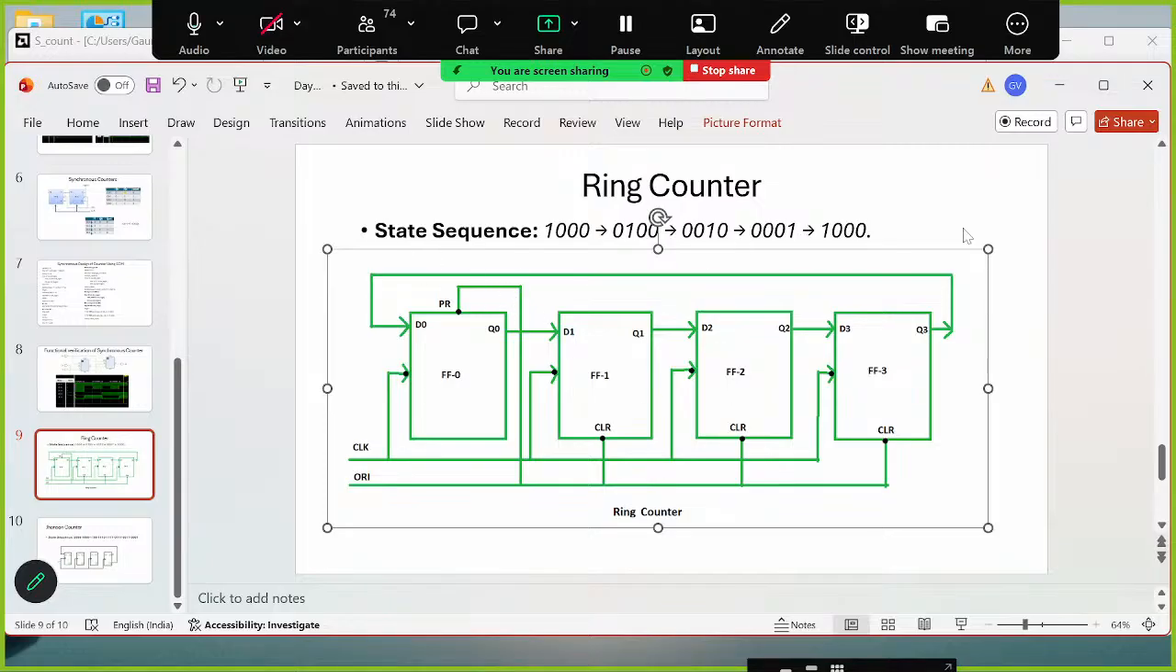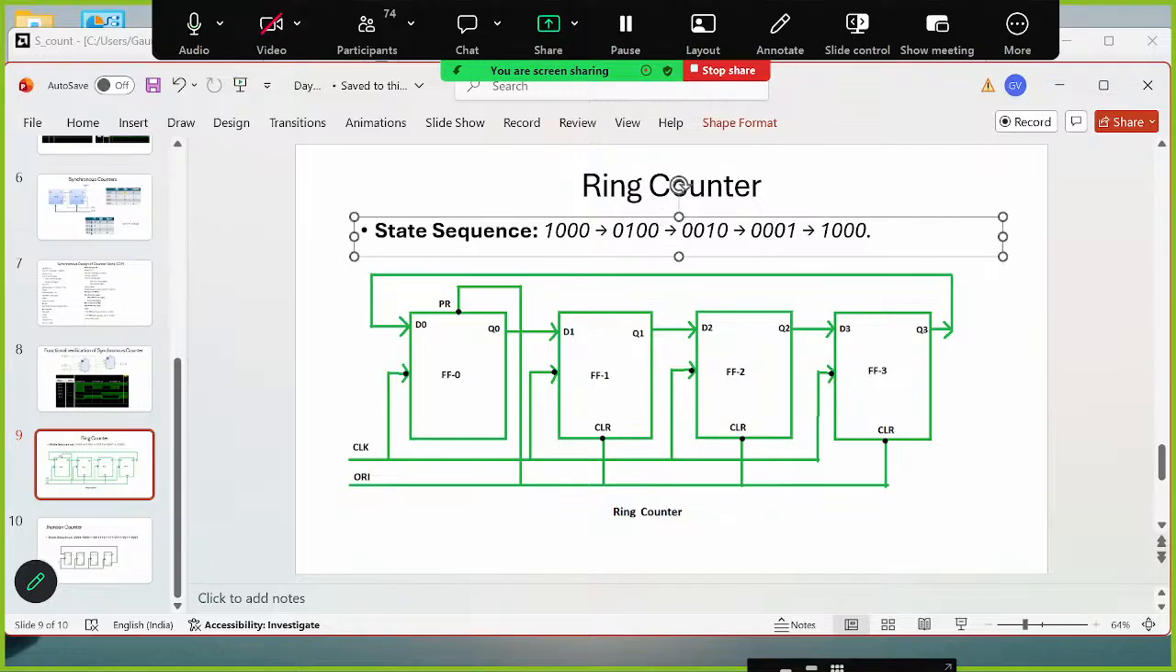So you can see the ring counter follows this type of sequence. That is 1, 0, 0, 0. Then this one is shifted to this position. Then this one is shifted to this position. Then this one is shifted to this position. And again, it will come back to the same position, 1 over here.